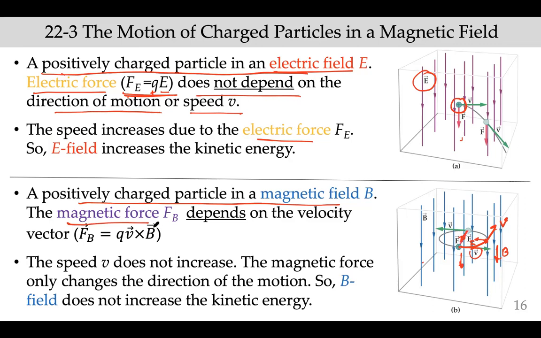And the other thing is, the magnetic force depends on the velocity vector. So if you have a particle that stays here with zero velocity, then there will not be any magnetic force on this particle. So that's definitely one difference. And the other difference here: here you have the force in the down direction, so it makes the particle accelerate in the down direction.